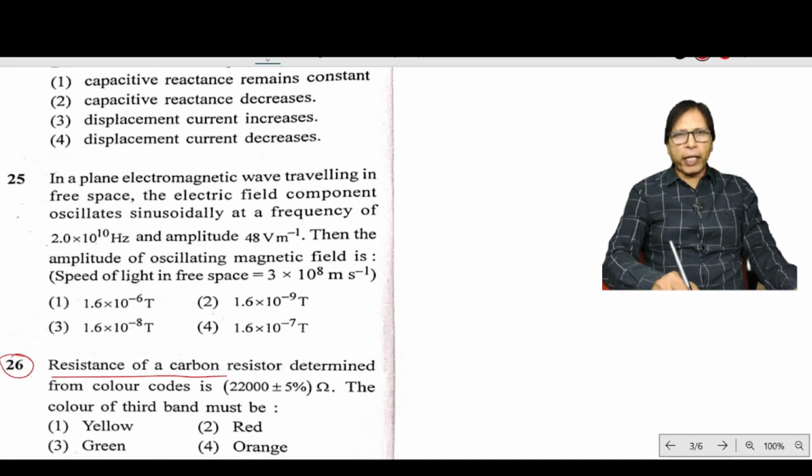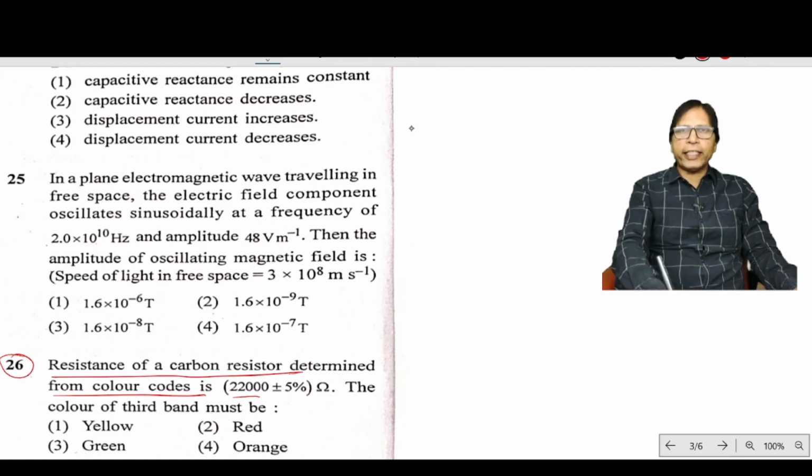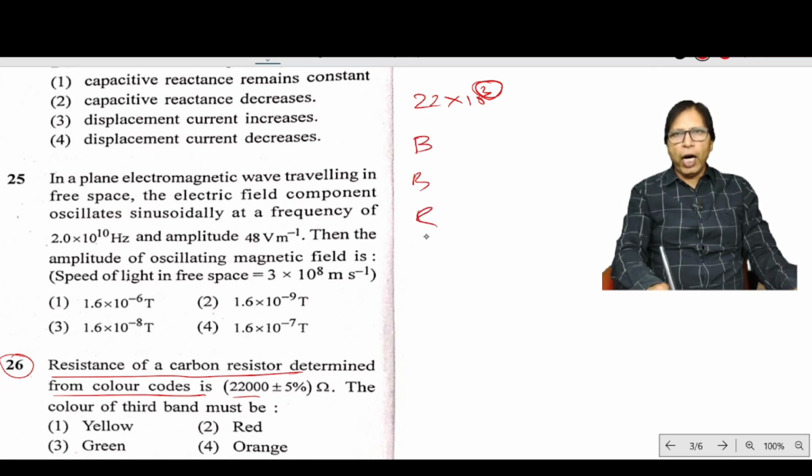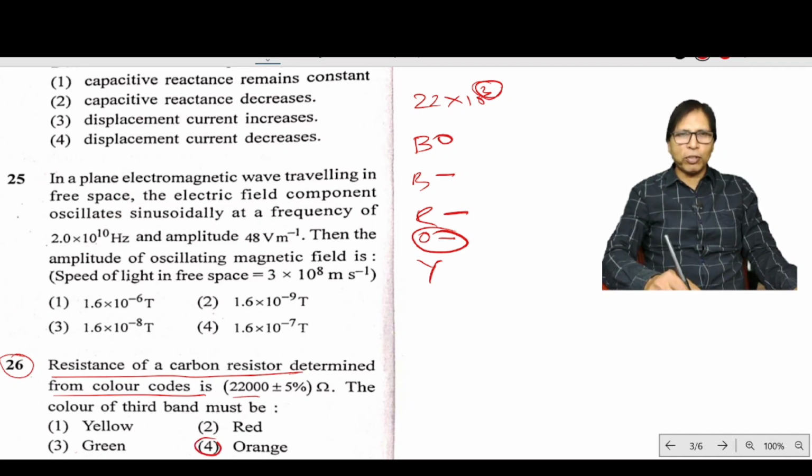Now question number 26. The resistance of a carbon resistor determined from the color codes is 22,000 ± 5% ohm. The color of the third band? Look at this, the third band is the multiplier. So this is 10^3, multiplier 3. So look at this, B R O Y: 0, 1, 2, 3. Orange is the third color.